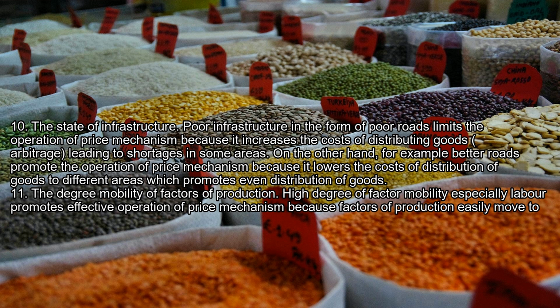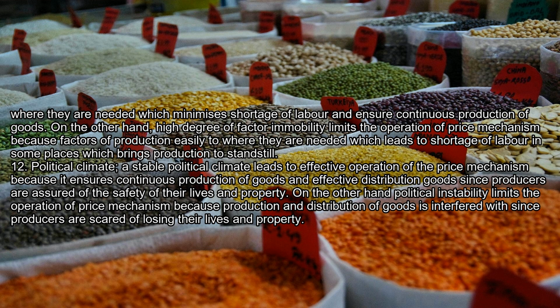11. The degree of mobility of factors of production. High degree of factor mobility, especially labor, promotes effective operation of price mechanism because factors of production easily move to where they are needed, which minimizes shortage of labor and ensures continuous production of goods. On the other hand, low degree of factor mobility limits the operation of price mechanism because factors of production cannot easily move to where they are needed, which leads to shortage of labor in some places, which brings production to a standstill.